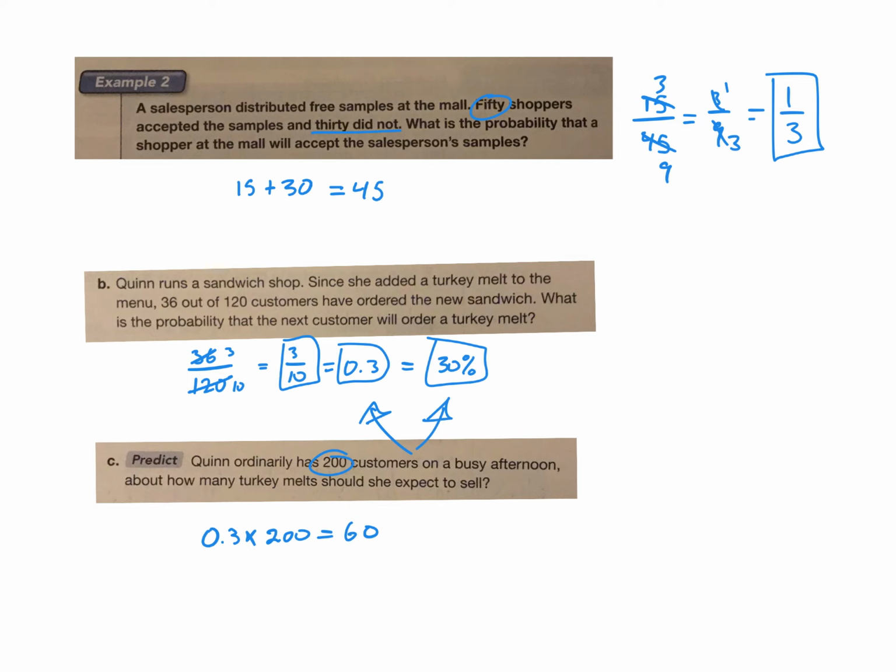So based on this information that she has, she knows she needs to make sure that she has enough, about 60 turkey melts to sell in the afternoon. Now, is that going to be exact? No, it's not exact, but that's a good estimate as she starts to prepare. She doesn't want to prepare too much and waste, or too little and have people be upset. So that is experimental probability.